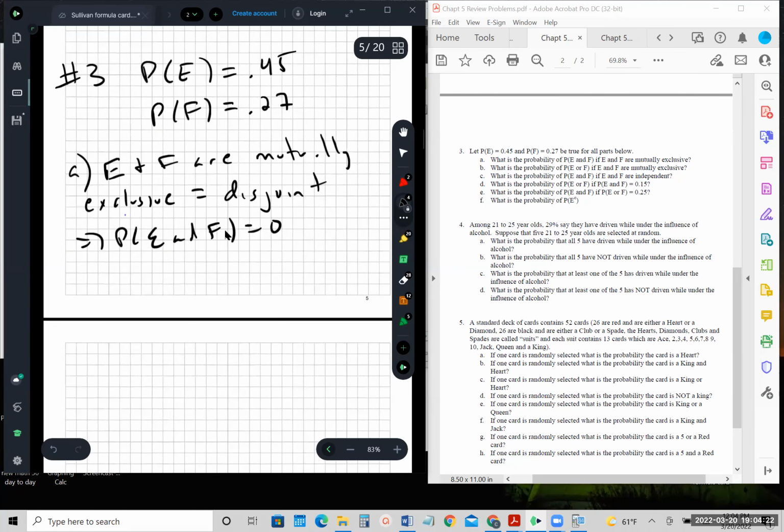So if we wanted the probability of E and F, it would be that. It would just be a 0 if they're mutually exclusive. They have nothing in common. That would be A.